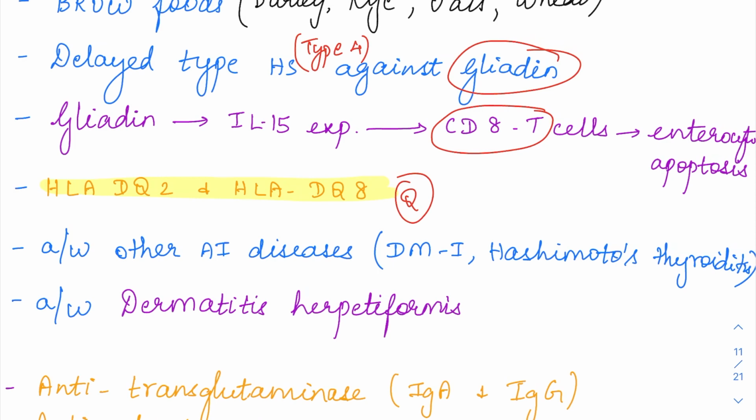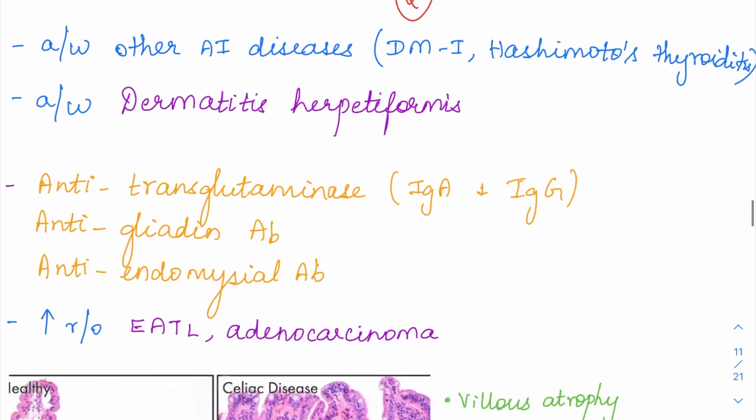CD4 positive T cells will then recruit the B cells. B cells will be activated based on the T cells, and will differentiate into plasma cells. These plasma cells will produce antibodies against gliadin, transglutaminase, and also against endomysium. So there will be 3 antibodies produced, which are anti-transglutaminase, anti-gliadin antibodies, and anti-endomysial antibodies. These 3 antibodies are being produced.